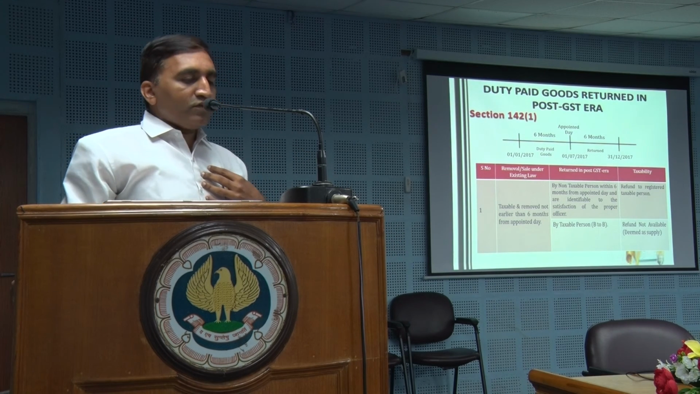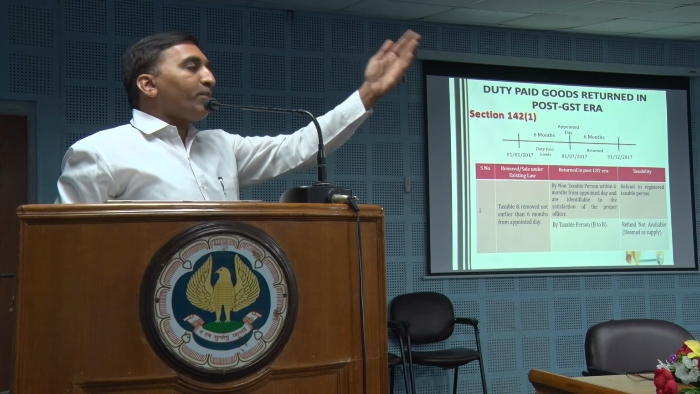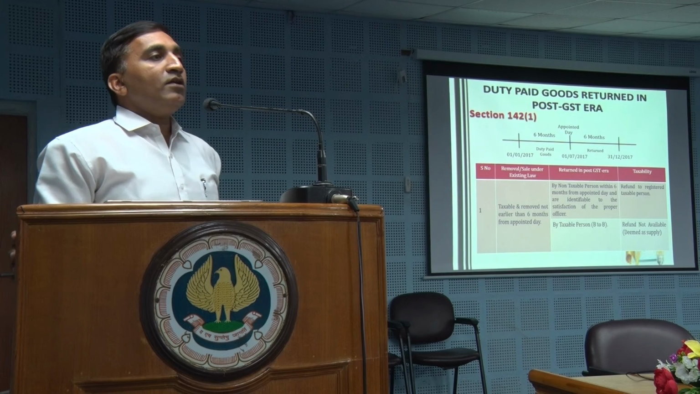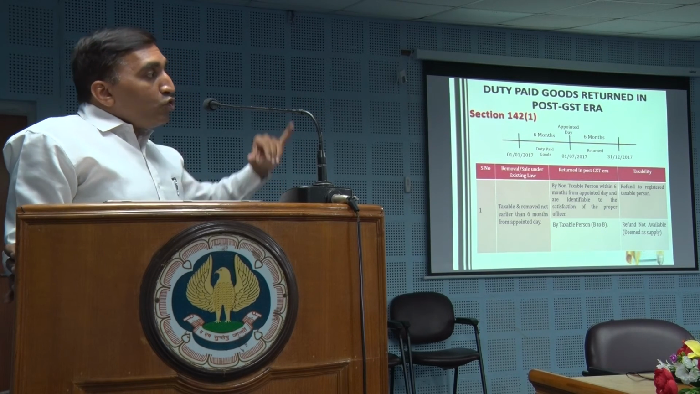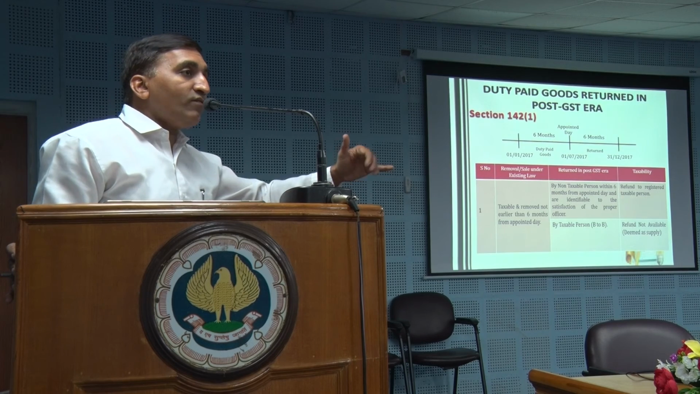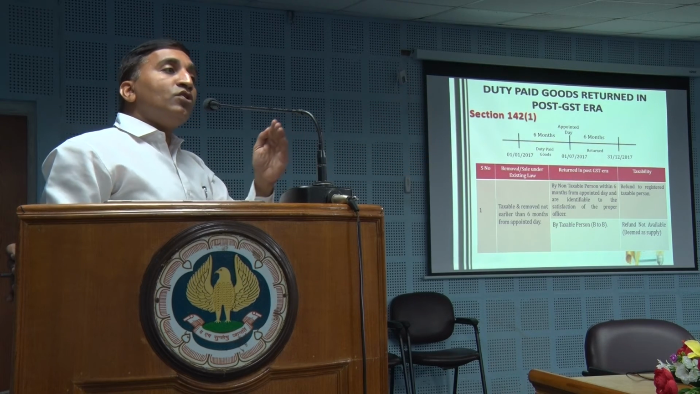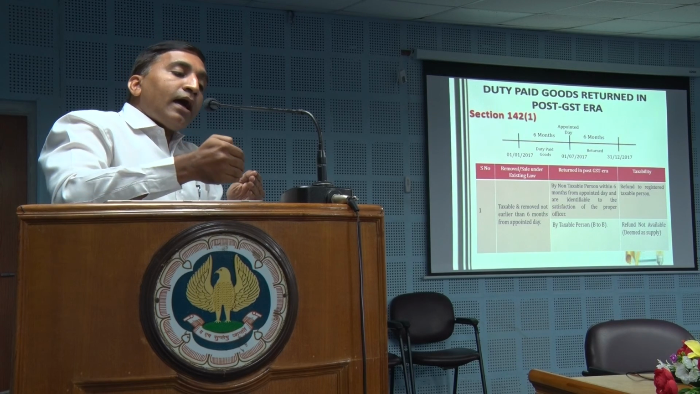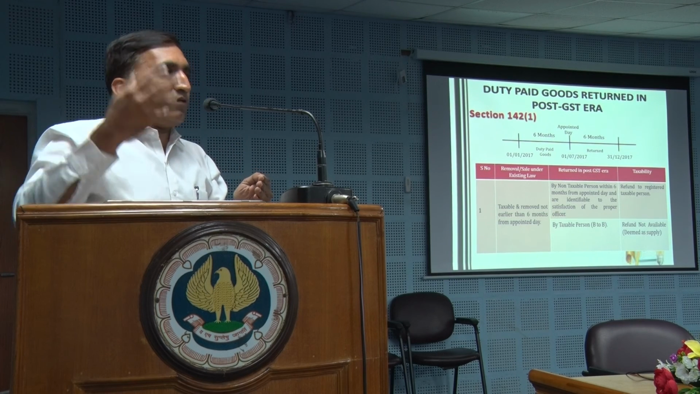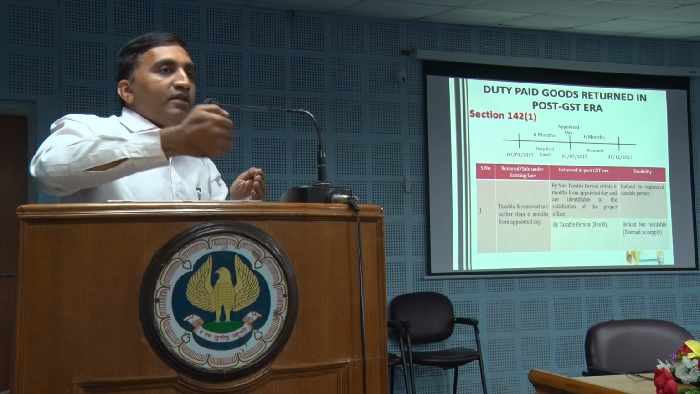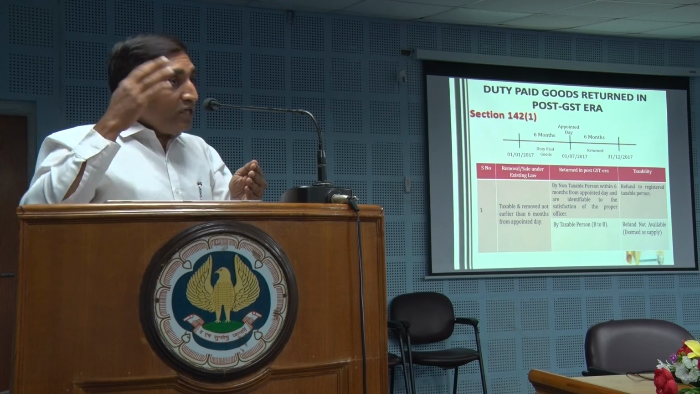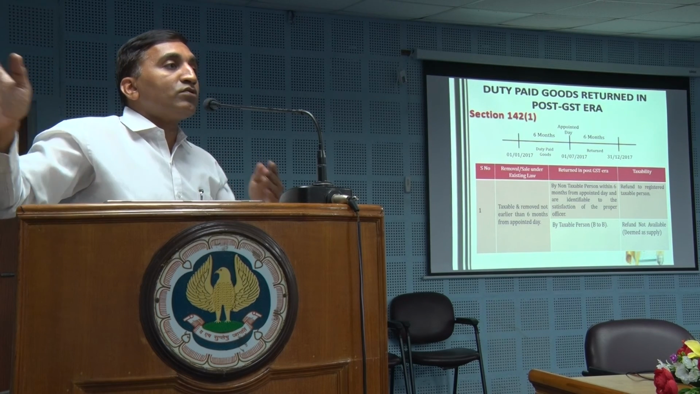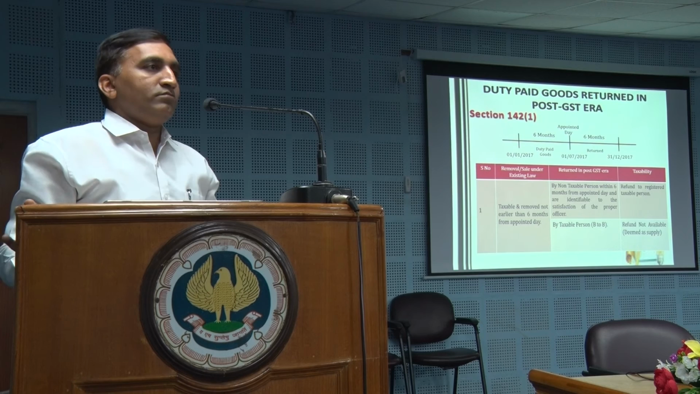I have sold the goods 6 months prior to the appointed date. Can you see this? 1/1/2017 to 1/7/2017. Those goods which I have sold from 1/1/2017 to 30th June 2017, I have received back. That is sales return. I have sold and I have received back. That is sales return during the period 1/7/2017 to 31st December 2017. Then what has to be done?